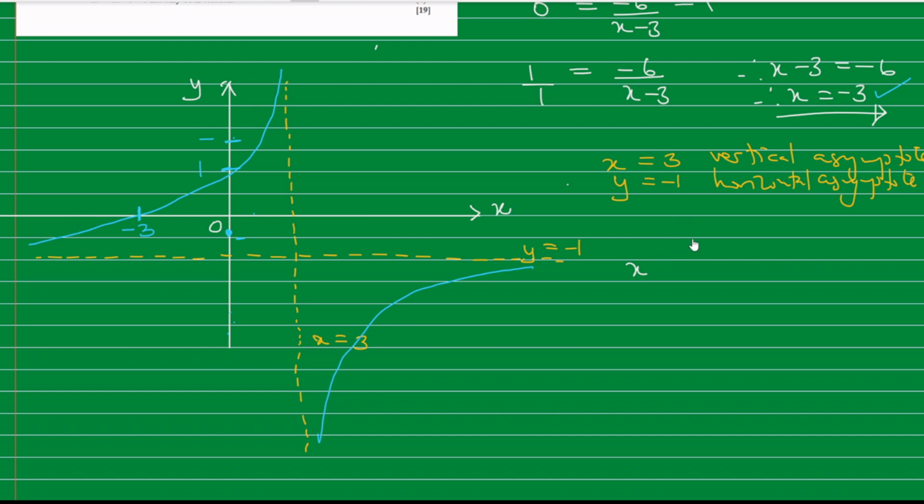Okay, so to summarize all that we have done here, the characteristics of a hyperbola: number one is the shape. Number 2, asymptotes, which are x is equal to p, y is equal to q. Number 3, we need to determine the intercepts, which are the x-intercept and the y-intercept.